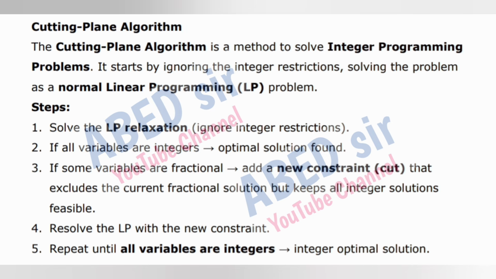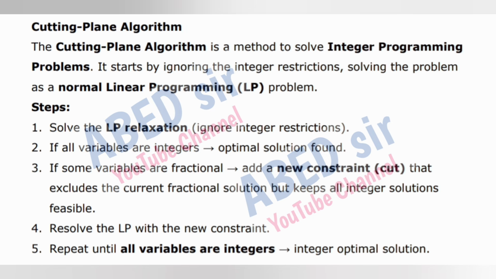2. If all variables are integers, optimal solution found. 3. If some variables are fractional, add a new constraint, cut, that excludes the current fractional solution but keeps all integer solutions feasible. 4. Resolve the LP with the new constraint.